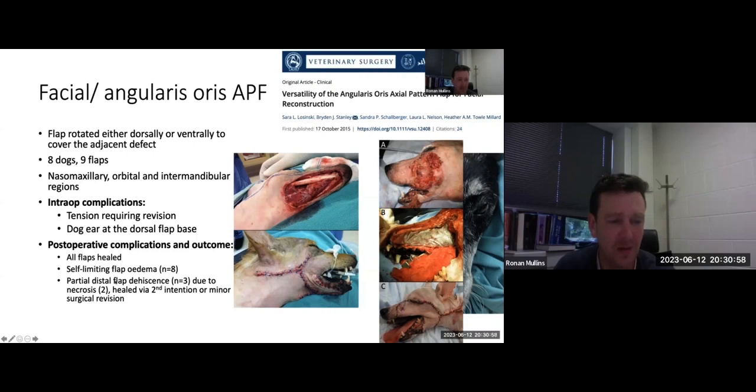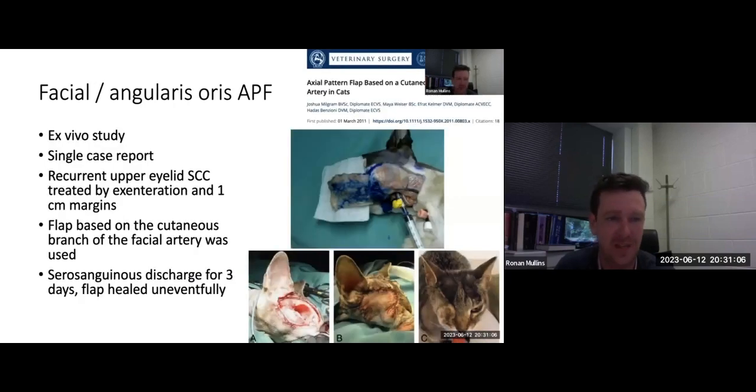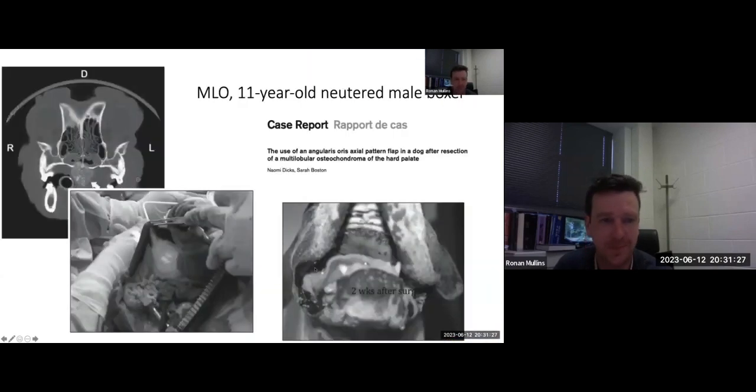Some typical complications, again, flap edema, dehiscence, treated by second intention healing or minor revision surgery. Josh Milgram from Israel has a nice study looking at, again, the anatomy associated with the use of this flap, and he describes a clinical case after a squamous cell carcinoma of the upper eyelid after a recurrence, I believe, and so nice flap survival in that case, but full flap survival.